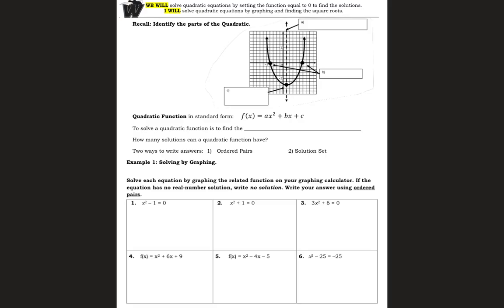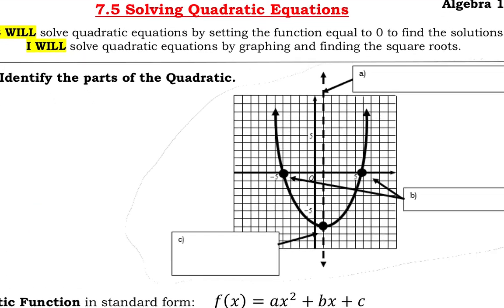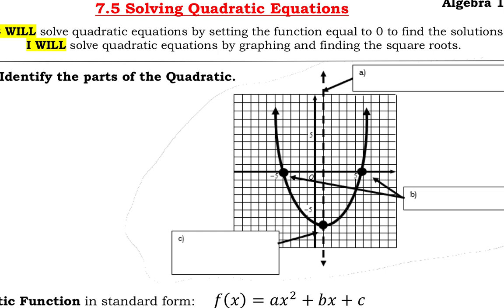All right, so let's recall what we did before break. Do y'all remember what A is considered? What is A considered to be? What is this called? The line of symmetry, good, or the axis of symmetry. So the axis of symmetry.